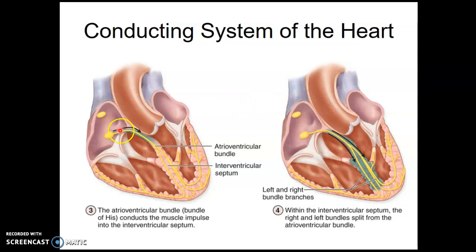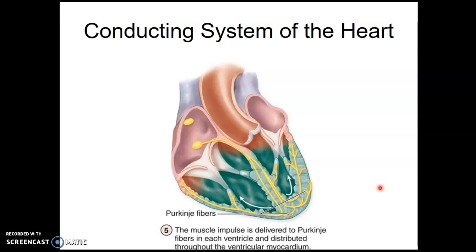So we can see, here we go, we keep on with the sequence of events. The depolarization current is passing down through the AV bundle. Now it's in the intraventricular septum, and then it is going to divide out to the left and right sides. So we're going to squeeze from the bottom up. The muscle impulse is delivered to the Purkinje fibers in each ventricle and distributed throughout the ventricular myocardium so it can pump efficiently.